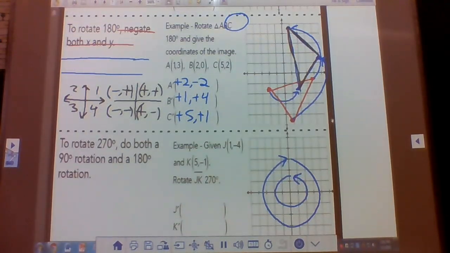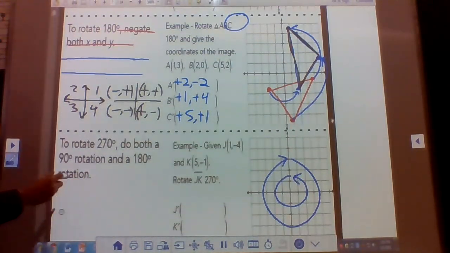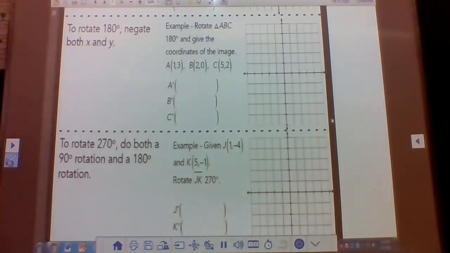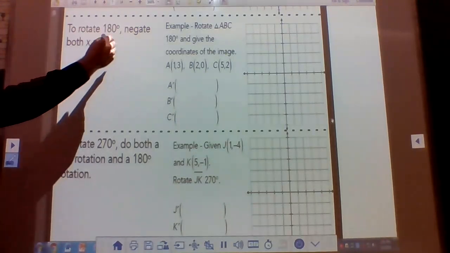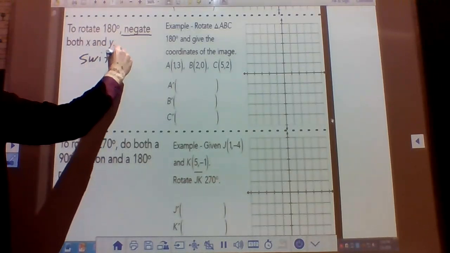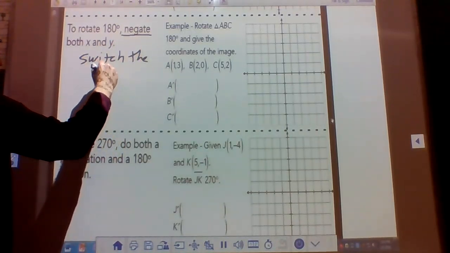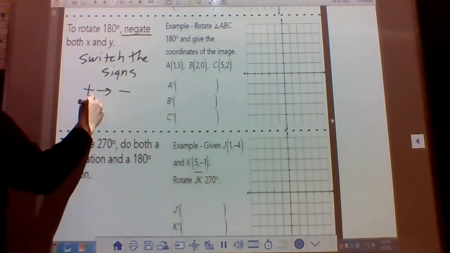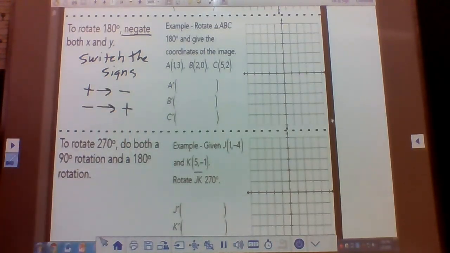Step 2, determine what quadrant it's going to go into to figure out the sign. The other type of rotation we can do is 180 degrees. It doesn't matter if you go clockwise or counterclockwise. If you go clockwise 180 or counterclockwise 180, you're going to end up in the same location. So what we're going to do is negate, which basically just means switch the signs. So positive is going to go to negative, negative is going to go to positive.